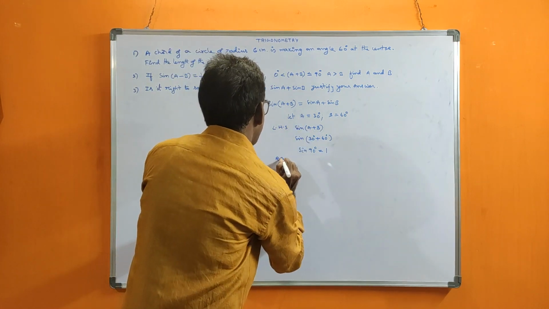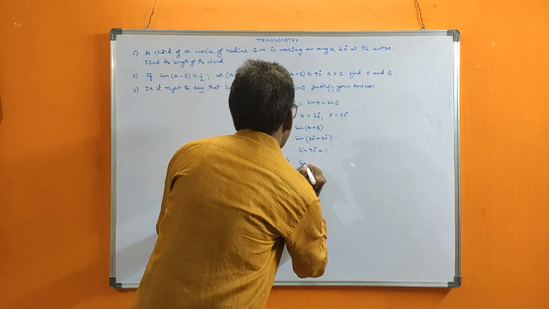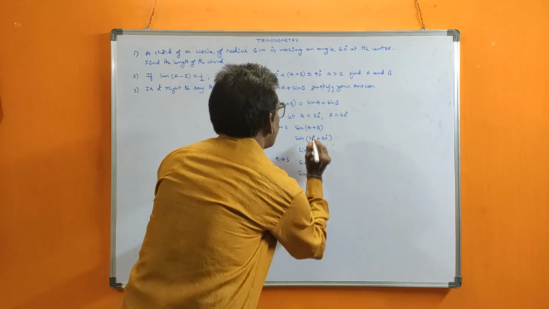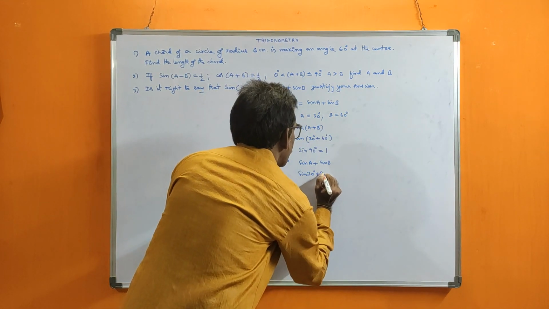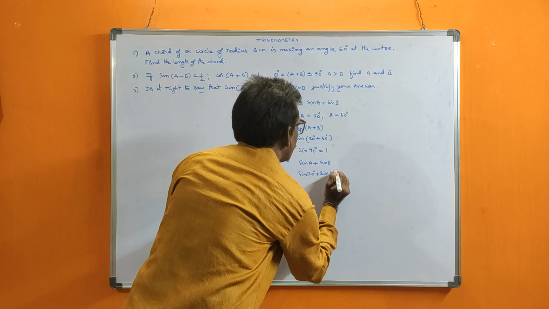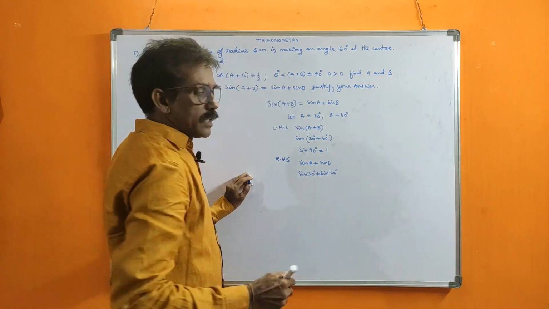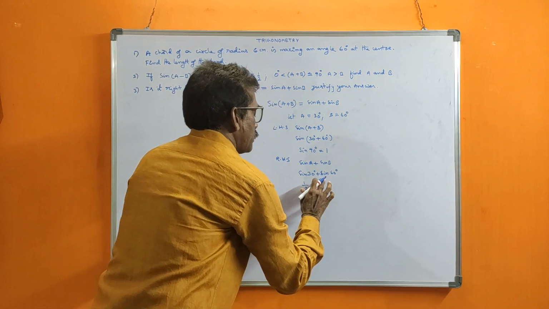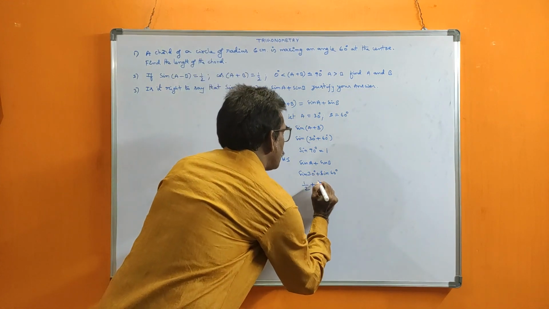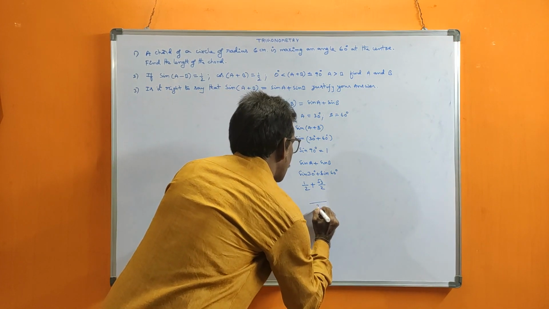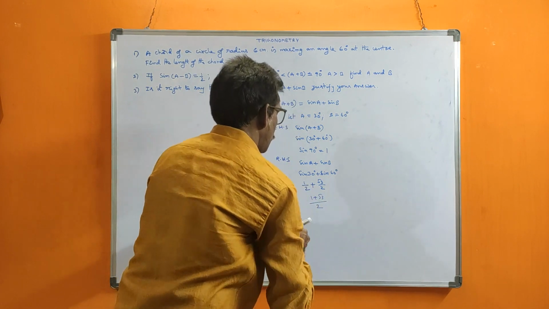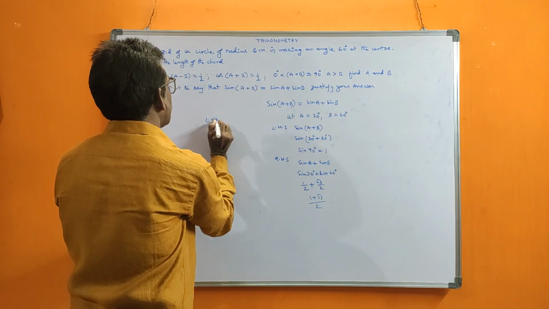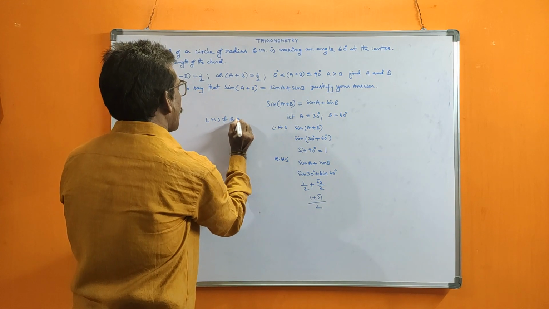Now take the RHS. RHS is sin A plus sin B. Sin A, A value is 30 degrees and B value is 60 degrees. Individually, sin 30 is 1/2 and sin 60 is root 3 by 2. Taking LCM 2, we get (1 plus root 3) by 2. So this is the value. Now this is definitely not equal to 1. Therefore LHS is not equal to RHS.